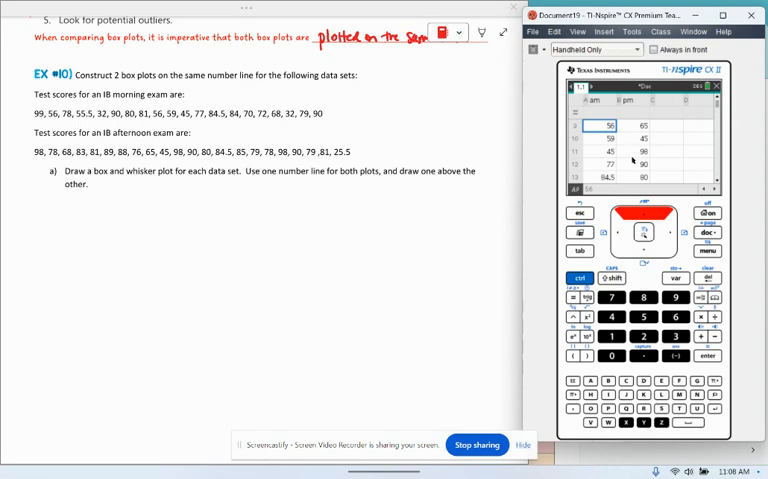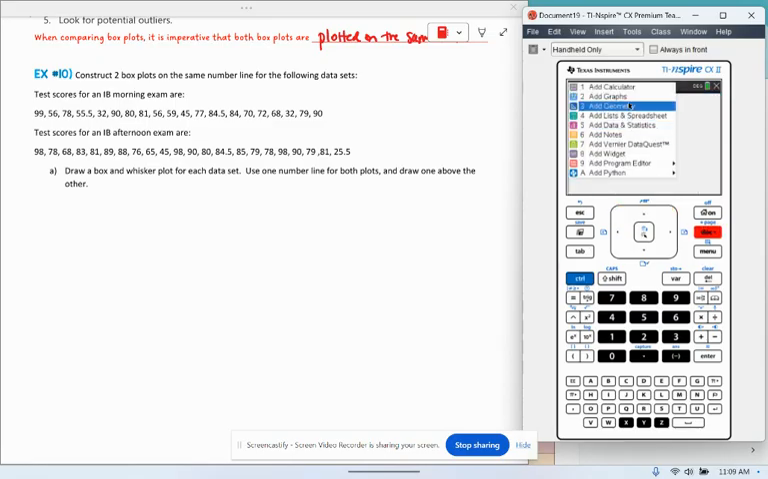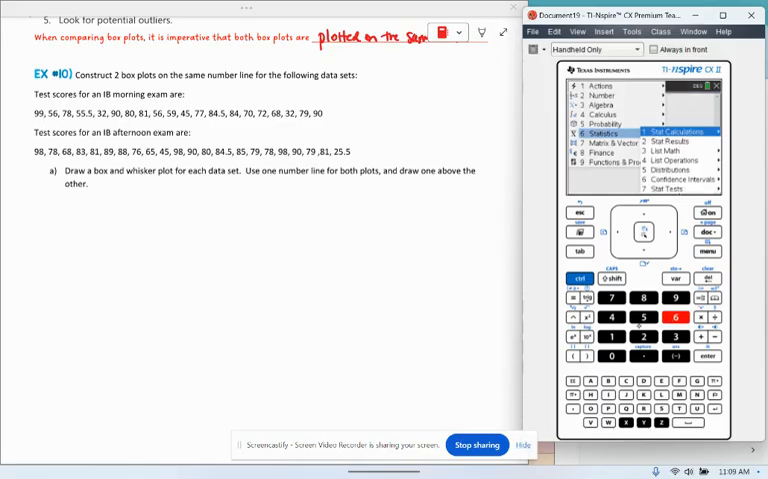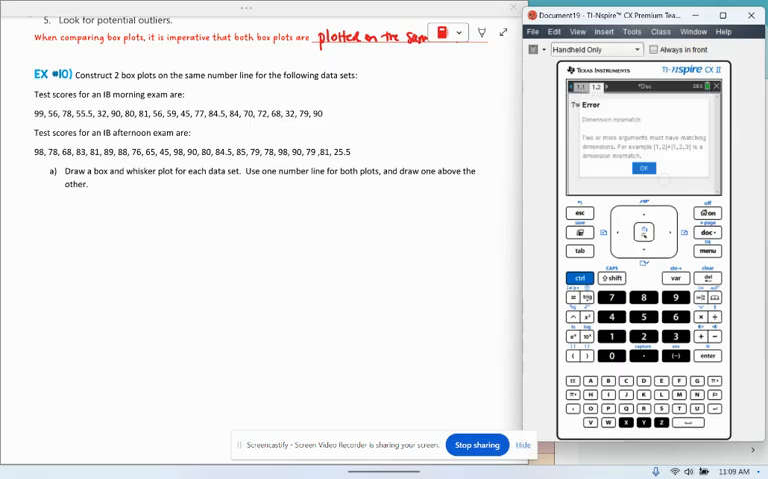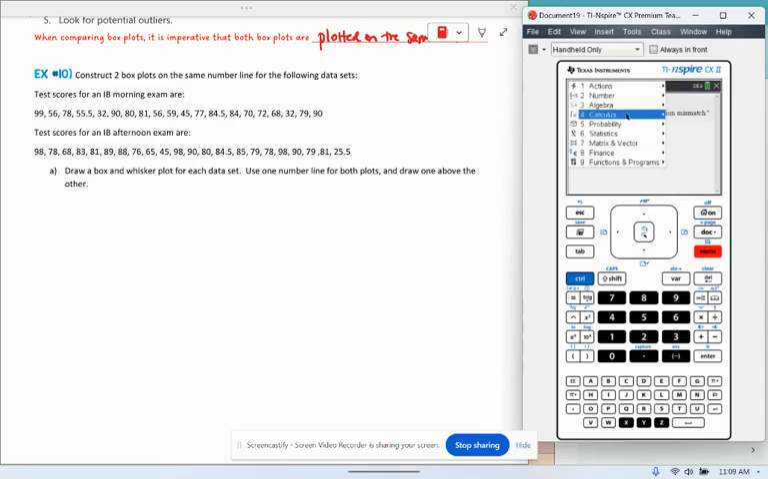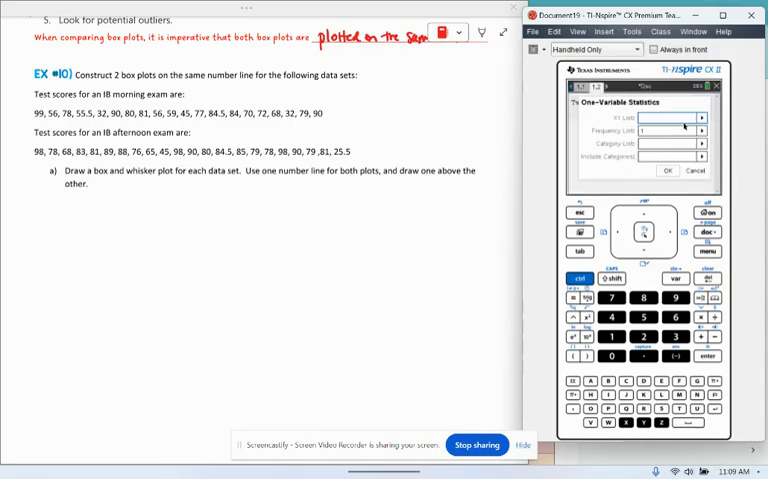Since I have two lists and I have to get a whole bunch of information about each set simultaneously, I'm going to do two variable statistics to save myself some time. So I'm going to go to menu 6, 1, 2. My X list is AM, my Y list is PM. I'm going to write that on my paper. Oh no, they don't match in dimensions. Oh, that's fine. Then I'll just do it individually. That works too. So I'll do one variable stats for AM.